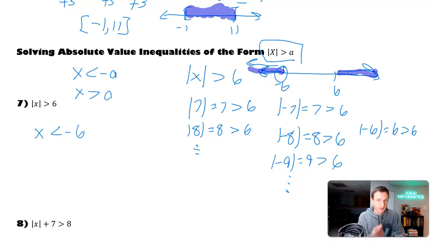X can be any value less than -6, just like how I said here. -7, -8, -9 are all values less than -6. So it could be an infinite number of solutions there. And then same thing on the other end where x is greater than 6.